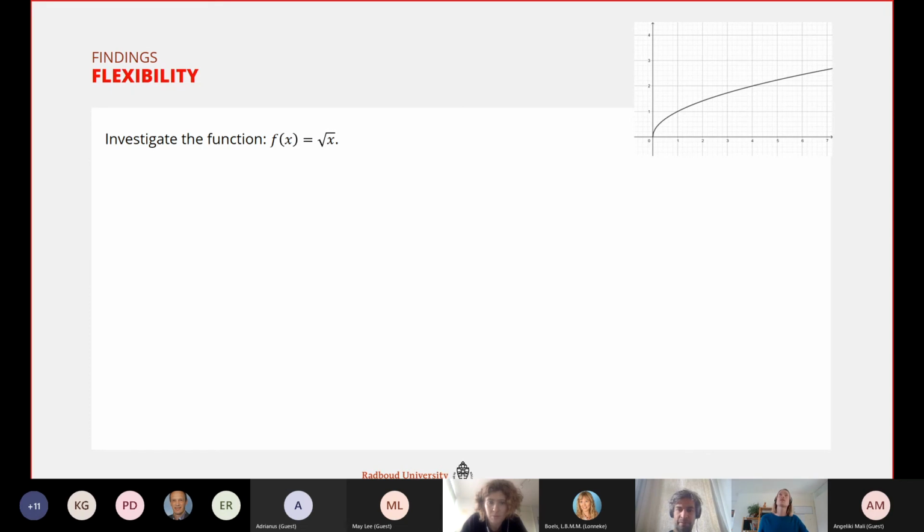Her goal was to encourage the students to make connections between the different representations in the whole class discussion. So she wanted to bring out student statements that connect different representations of this function.